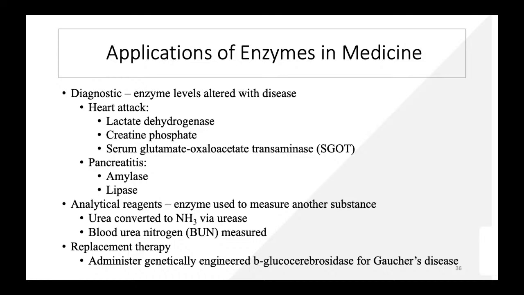Then in analytical reagents, enzymes are used to measure another substance. Urea is converted to ammonia via urease, and blood urea nitrogen is measured. Then replacement therapy: administering genetically engineered glucosaminidase for Gaucher disease.